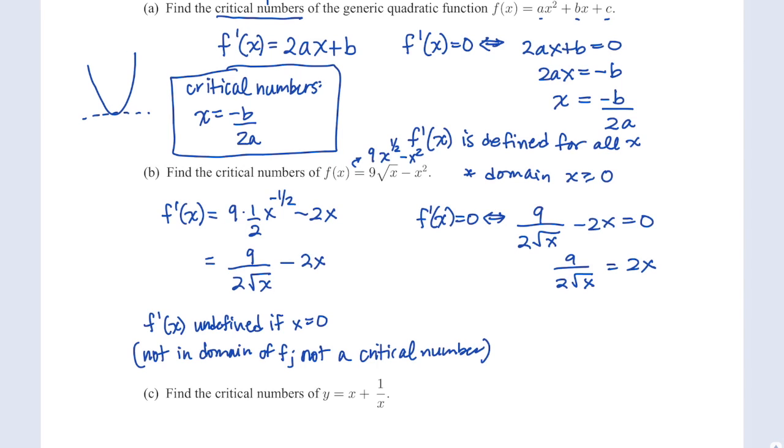And I want to eliminate the fraction, so I'm going to multiply both sides by 2 times the square root of x. So I'm going to have 9 equals 2x times 2 times the square root of x. And then that's going to give me 9 equals 4 times x to the 3/2. So let's rewrite that as 9/4 equals x to the 3/2. And I want to get to just x.